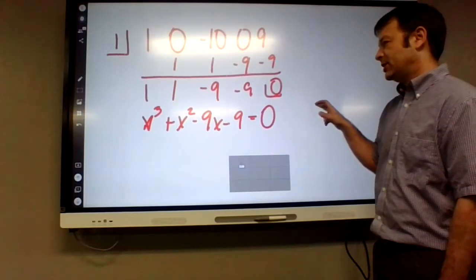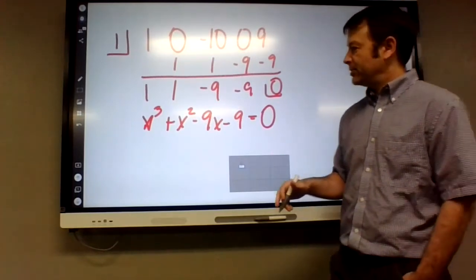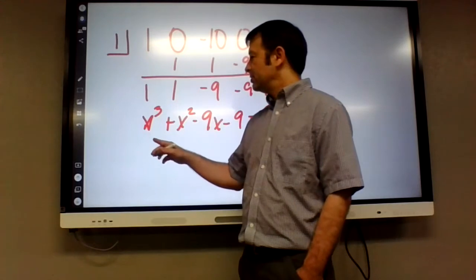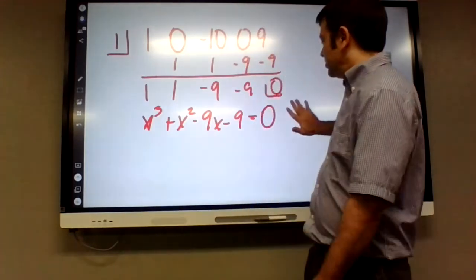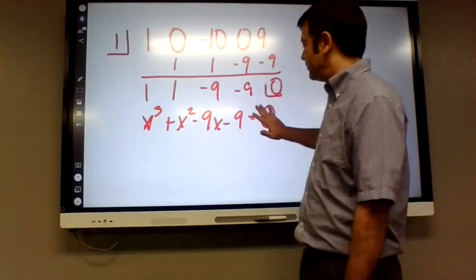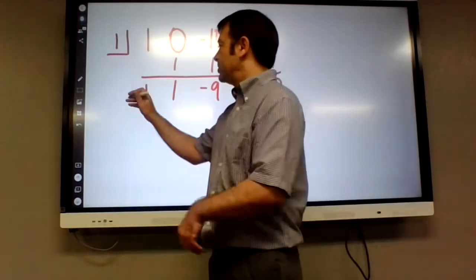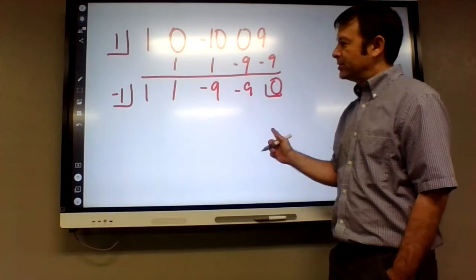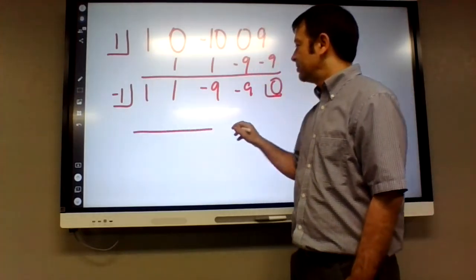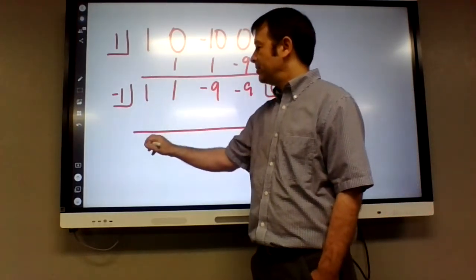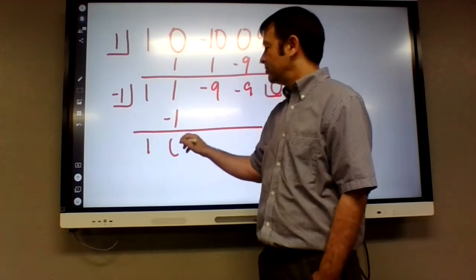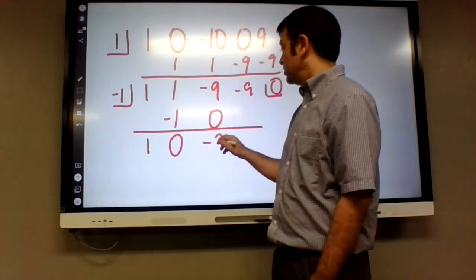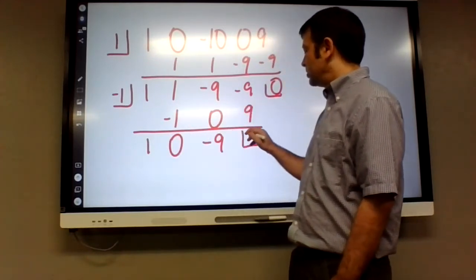How about -1? That looks suspicious, like that might work. So you don't have to write it out like this and plug stuff in. I could have just plugged it in up here. If the remainder comes out as 0, that means it worked. So I'll do it that way. Add down, multiply up, add down, multiply up, add down, multiply up. Oh, look at that.